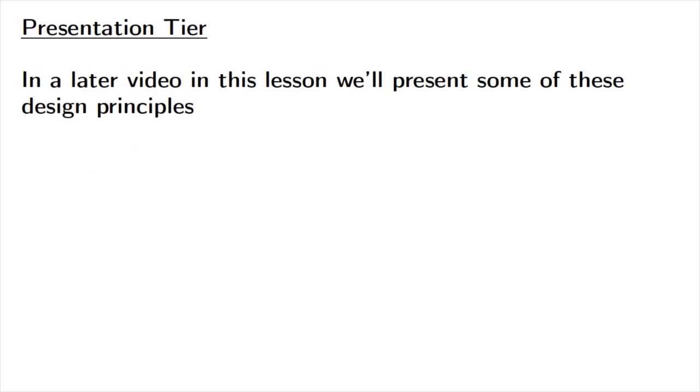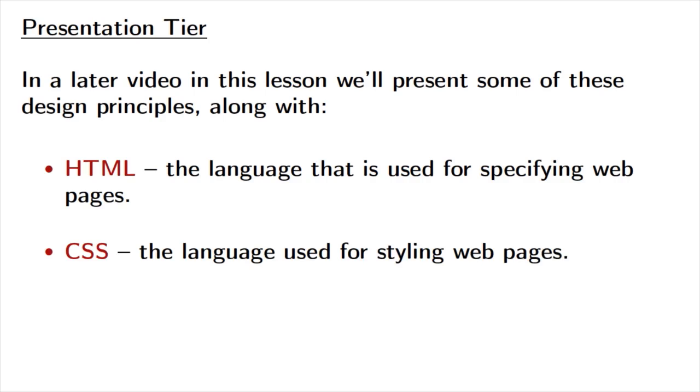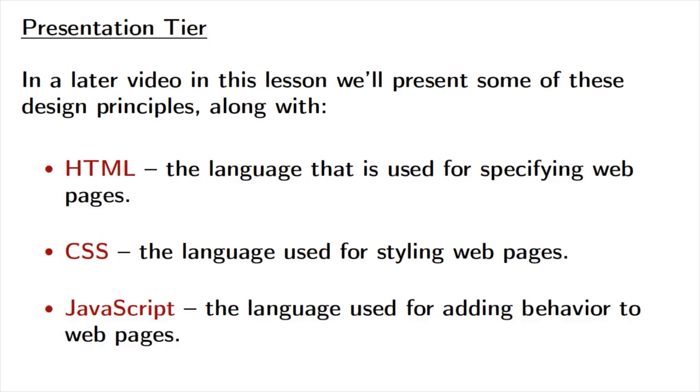In a later video in this lesson, we'll talk more about these basic design principles, and we'll also talk about HTML. This is the language that's used for specifying specifically the structure of a web page. We'll also talk about cascading style sheets, or CSS for short. This is the language that's used for styling the elements that are in a web page. And we'll also talk about JavaScript. This is the language used for adding behaviors to the elements that are in a web page.